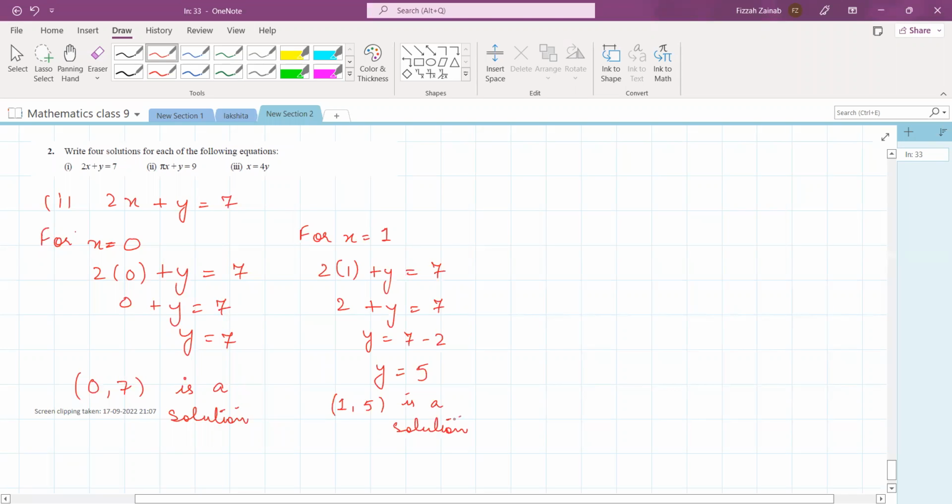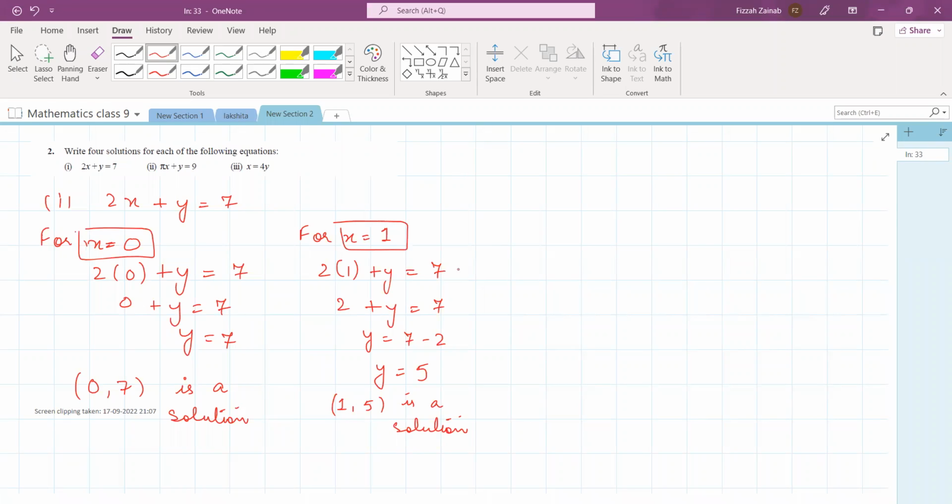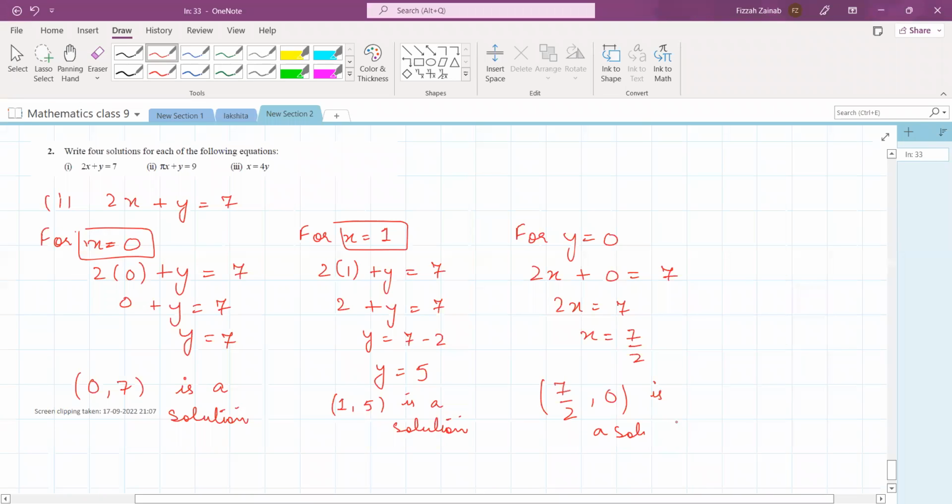Now, please understand one thing. It's not necessary that you always choose x, right? You can choose y also in the same question. So this time I am taking y is equal to 0. So I'm fixing my y and let me see what x I get. So 2 into x plus 0 is equal to 7, right? So that means 2x is equal to 7. So I get x is equal to 7 by 2. So that means 7 by 2 and 0 is a solution. Understood? Jesslyn, is this understood? Yes, ma'am.